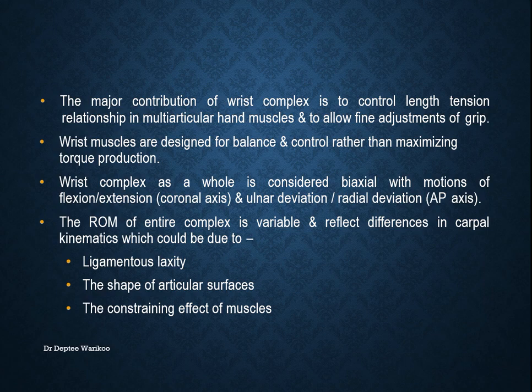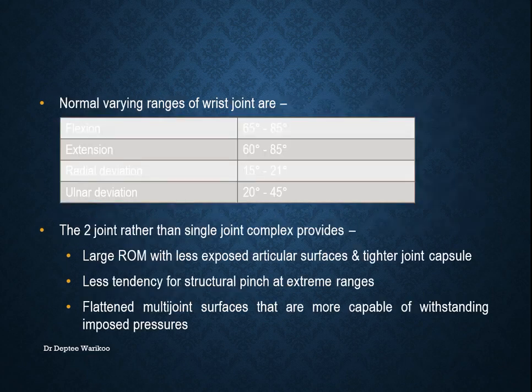The ranges of motion of the entire complex are variable and reflect the differences in carpal kinematics. This arises from factors like ligament laxity, the shape of the articular surfaces, and other constraining effects, which are mainly produced by the muscles. If we discuss the normal varying ranges of the wrist joint, flexion could be around 60 to 85 degrees, extension around 60 to 85 degrees, radial deviation around 15 to 21 degrees, and ulnar deviation around 20 to 45 degrees.